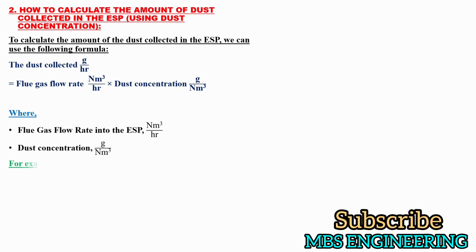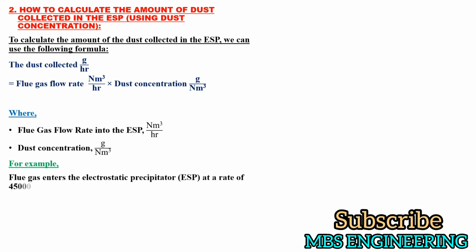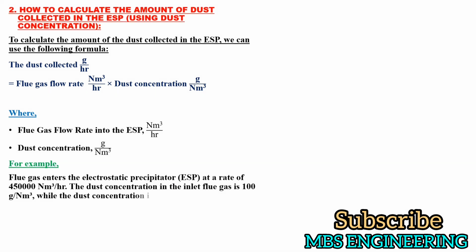For example, flue gas enters the electrostatic precipitator, ESP, at a rate of 4,50,000 Newton meter cube per hour. The dust concentration in the inlet flue gas is 100 gram per Newton meter cube, while the dust concentration in the outlet gas is 30 mg per Newton meter cube. To calculate the amount of dust collected by the ESP.